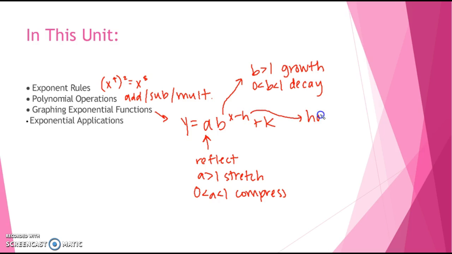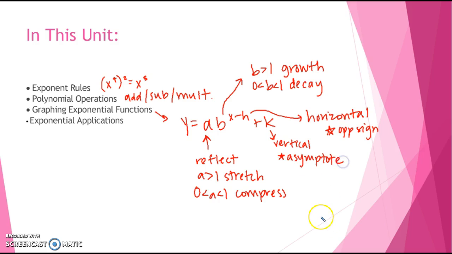So h is our horizontal transformation, and it's always important to keep in mind that it will always, always, always have the opposite sign. So if it's x minus 1, that's really a positive 1, so it's going right 1. And then k has 2 jobs. It's our vertical translation as well as our asymptote, which is where our graph approaches but never touches.